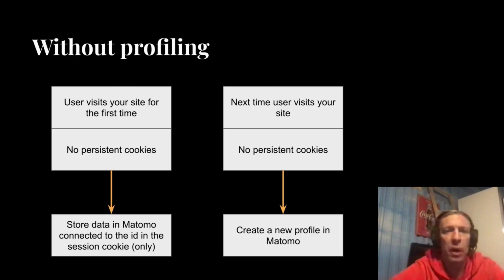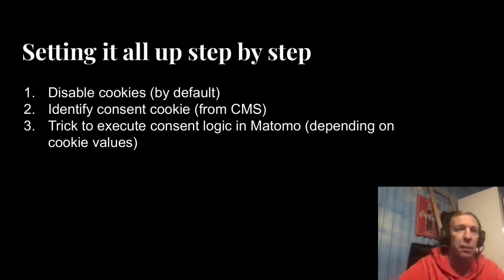So let's look into how to do this. Step by step, you need to basically disable cookies by default. You need to identify the consent, and this is usually happening through the CMS. So we need to know if someone clicked the consent dialog button or similar. And then we need to have some kind of logic to execute some particular functions in Matomo. I will show you pretty soon. That will, if the user has given a consent, actually start setting cookies.